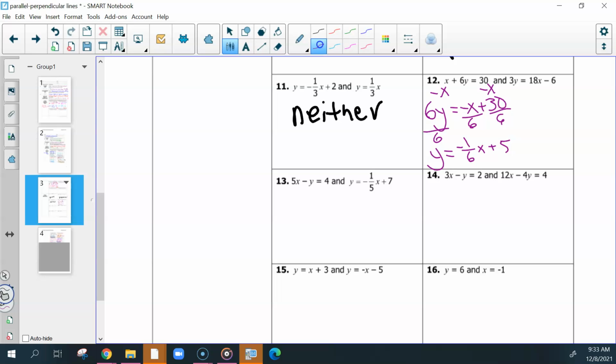The second equation is almost in slope-intercept form, but we need to divide everything by 3. So we get y equals 6x minus 2. Now, looking at both equations, are these parallel, perpendicular, or neither? These are perpendicular because one is flipped and one is negative. Wow.